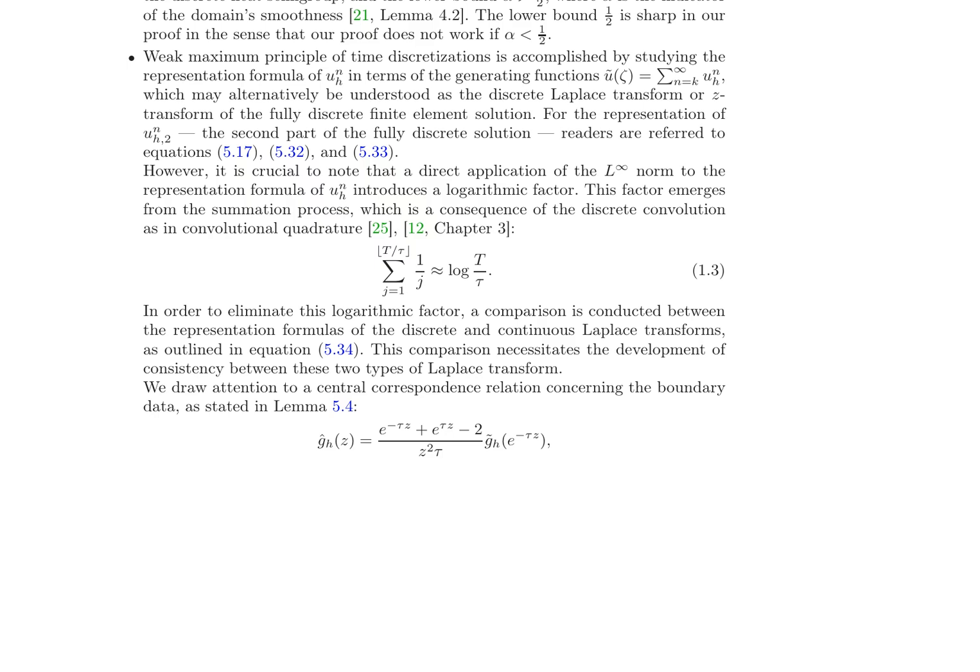A central correspondence relation concerning the boundary data is stated in Lemma 5.4, gh, z, equals E minus tau z plus E tau z minus 2, z tau gh, E minus tau z, which plays a crucial role in the analysis. The author's approach involves establishing a connection between the discrete and continuous Laplace transforms, allowing them to eliminate the logarithmic factor and prove the weak maximum principle.